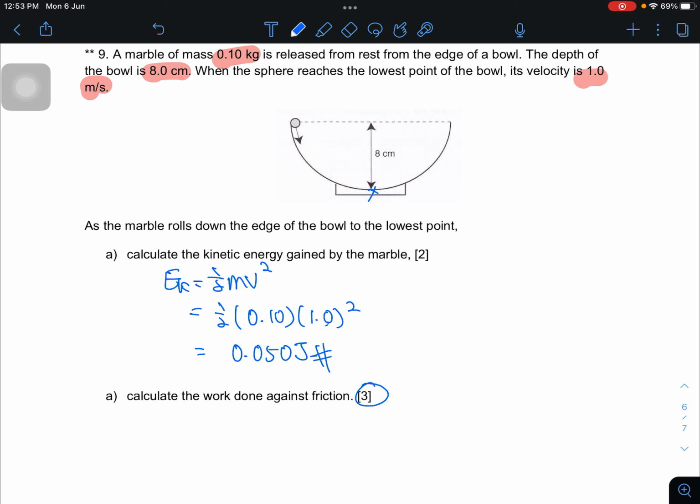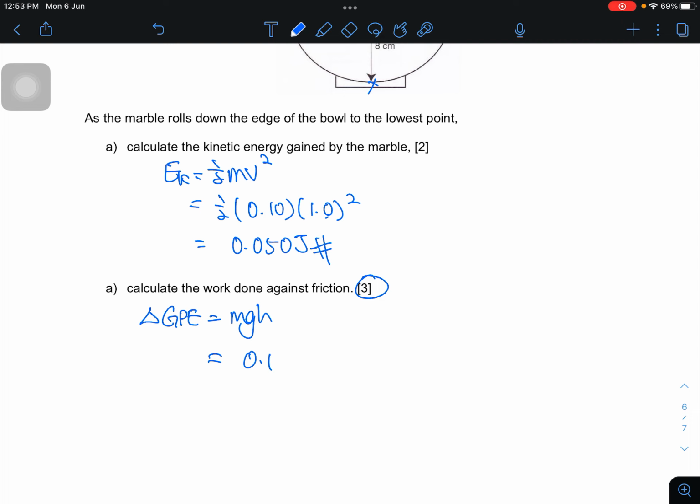By doing this, they are asking you to think 2 steps ahead, without the question guiding you. So let's talk about it again. The marble is rolling down the bowl, so the marble must be losing GPE. This loss in GPE will probably be converted to KE. But in this case, the question did not say that there is no friction. So there must be work done against friction, right? So we are supposed to find this work done against friction. Let's find out first how much GPE is lost by the marble as it rolls down to the bottom of the bowl. GPE equals mgh.